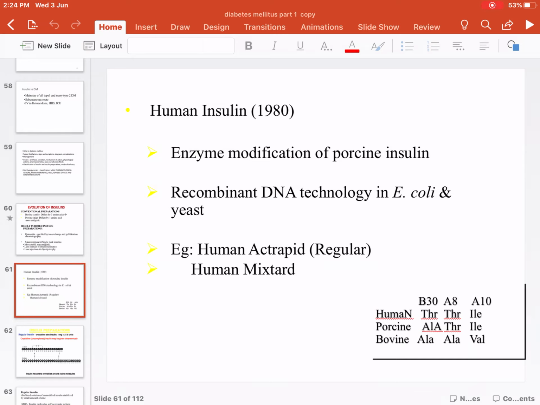So how do we prepare human insulin? Human insulin is prepared by putting the insulin gene into E. coli, so that E. coli will be able to produce the protein insulin. This insulin is collected, purified using chromatography, and then it is given. What do we call this kind of insulin? It's called human insulin. There are several preparations. This is also called regular insulin. There are many brand names for this: Actrapid, Mixtard.